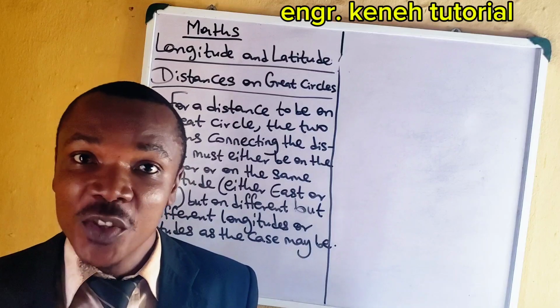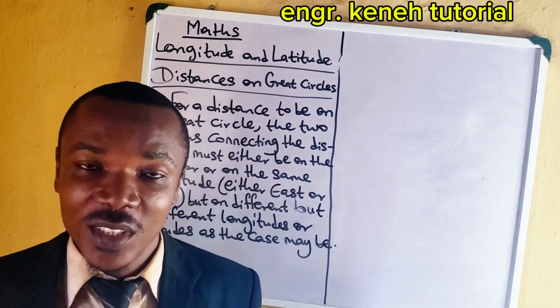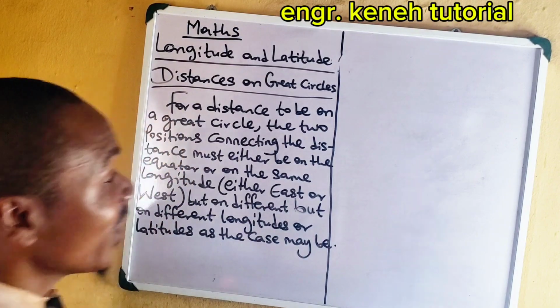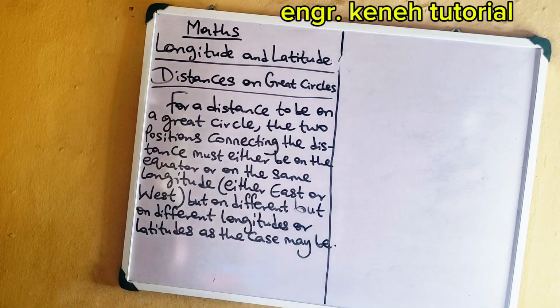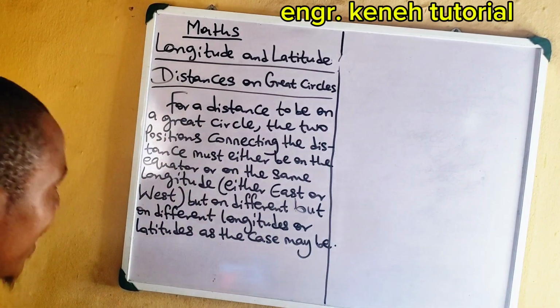Today, we want to discuss mathematics. We are still discussing longitude and latitude. And today, we want to talk about what we have on the board. When you look at the board, you notice that the topic is distances on great circles. All right, what do we have?